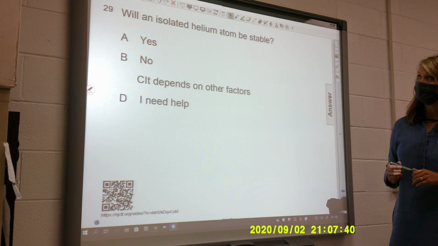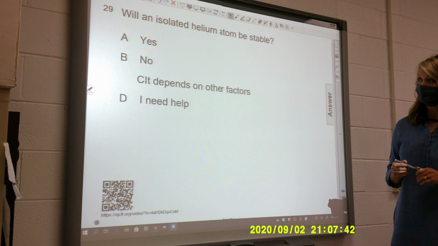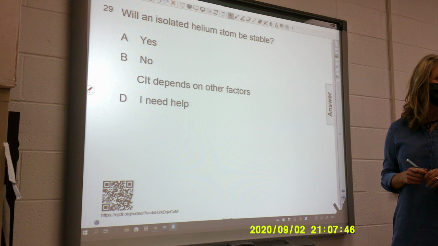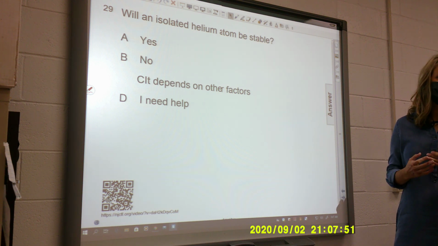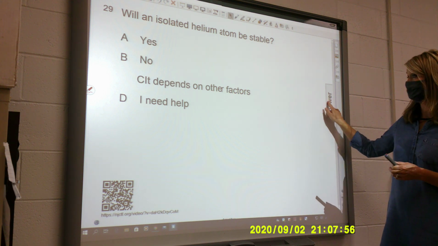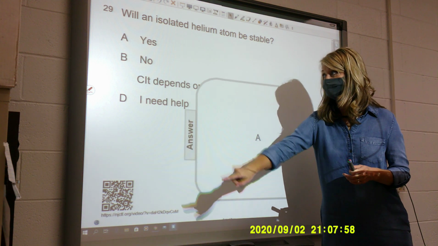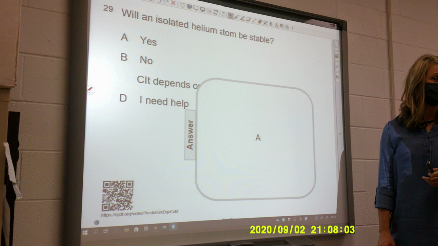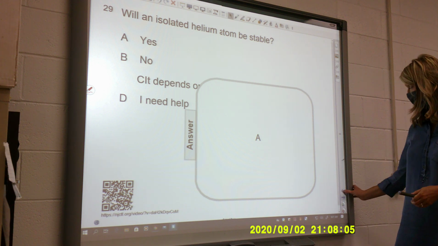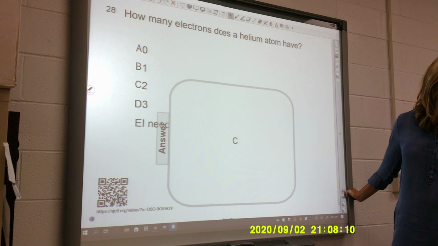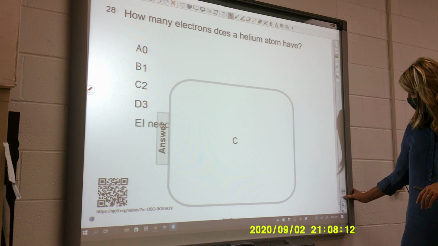Will an isolated helium atom be stable? Yes, no, it depends, or I need help. Michaela, what do you think? She's giving me the shrugged shoulders. She's not sure. You think it's B? No, I said I need help with it. A. It will be stable. Why is it stable then, Michaela? I just told you the answer to that. Why is it stable? Because it has 2 electrons in its outer energy level.